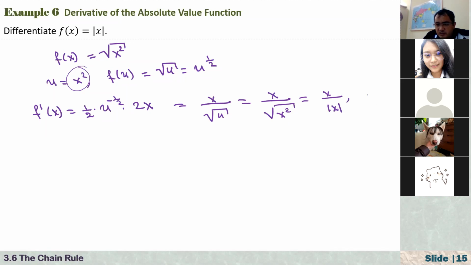Now from there, as you see here, x cannot be equal to 0, which means that at x equals 0, it has no derivative, okay? If x is not equal to 0, the derivative of the function is simply this. This is just another approach.